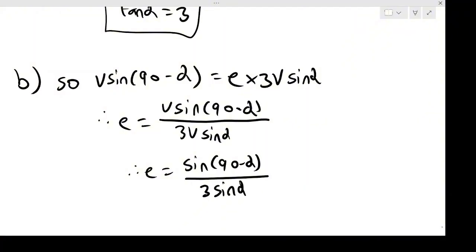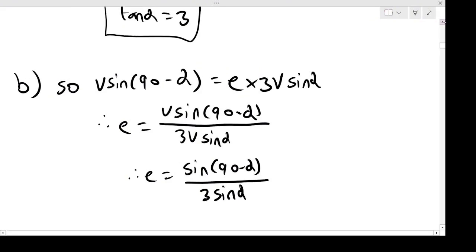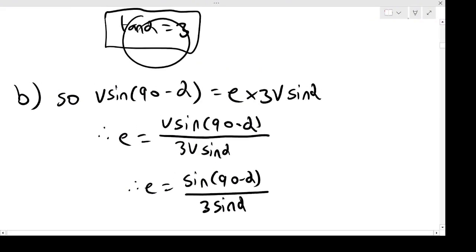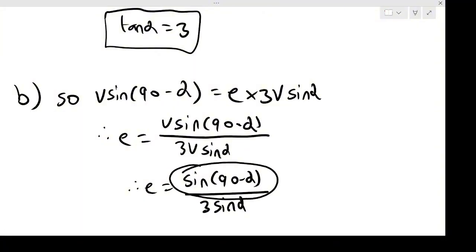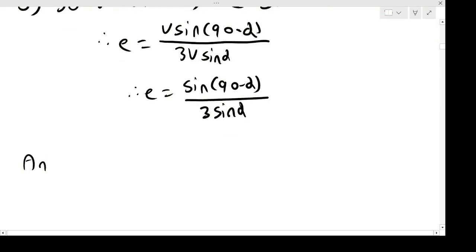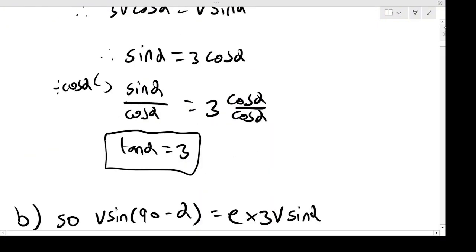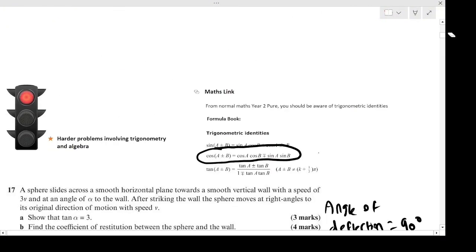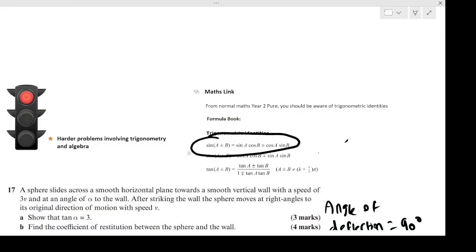Again, it looks really nasty, right? So I only know what tan alpha is. Well, the first thing I'm going to do is, again, simplify this sine of 90 minus alpha. So again, I'm going to use my addition formula. So sine of 90 minus alpha, that's going to be using this formula here. Again, hopefully you're familiar with that from pure maths, from normal maths.